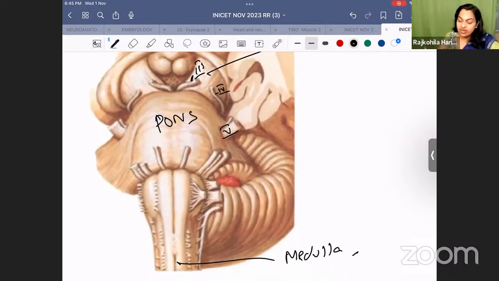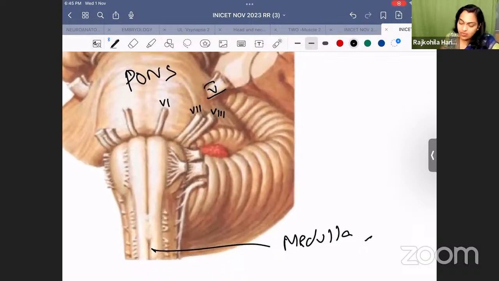And at the pontomedullary junction, this was the one asked: sixth nerve, 7th nerve, and 8th nerve. And this was asked once.